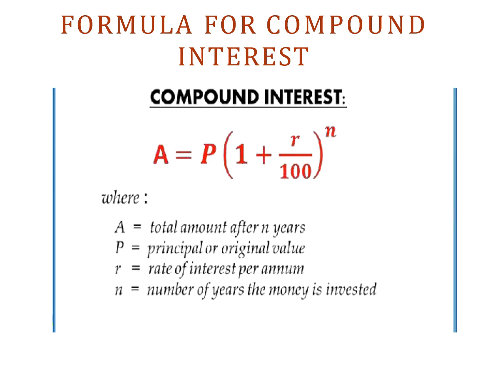In the previous slide, we have already seen how to deduce the compound interest formula. So here the compound interest formula is amount is equals to P into 1 plus R by 100 whole power n, where A is nothing but total amount after n years, P is the principal or original value, R is the rate of interest per annum, and n is equals to number of years the money is invested.